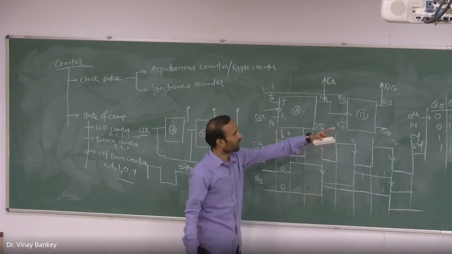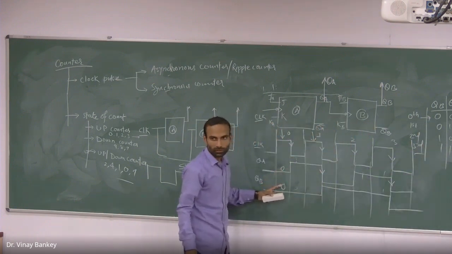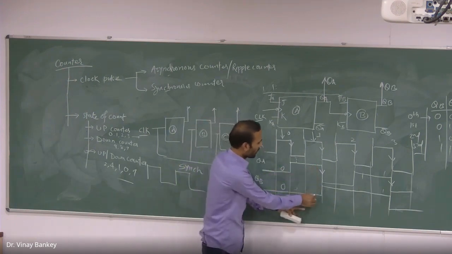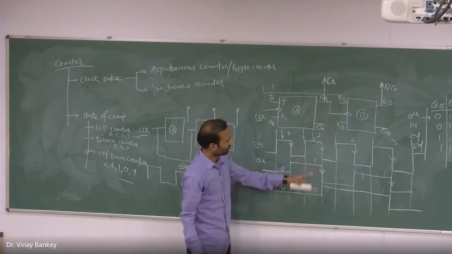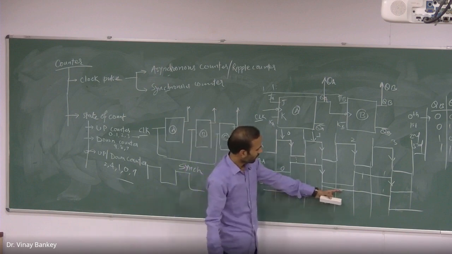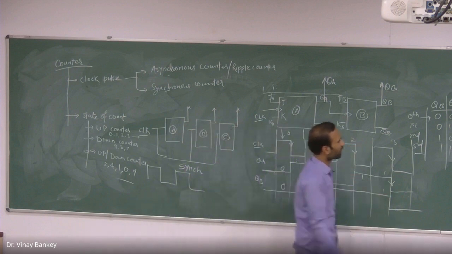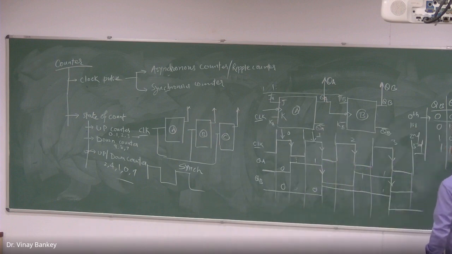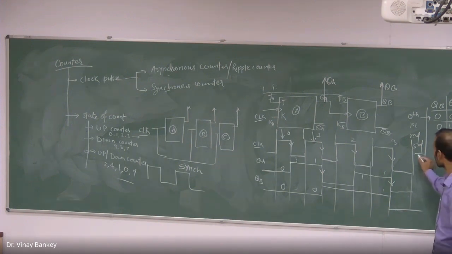So output of QA and QB will be 0, 0 for the 0th clock pulse. Then it will be 0 and 1. Isn't it? Then it will be 1, 0 and 1, 1. And now what are these? 0, 1, 2, 3. So this counter is counting 0, 1, 2, 3 for each and every clock pulse. Correct? What happens when it sees the next clock pulse? Where were we? We were here. So let me draw this. Okay. So this will be the next.